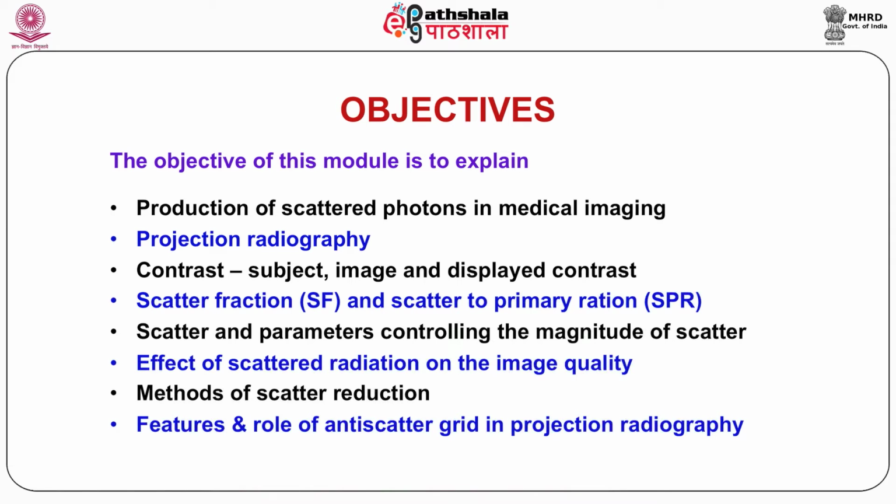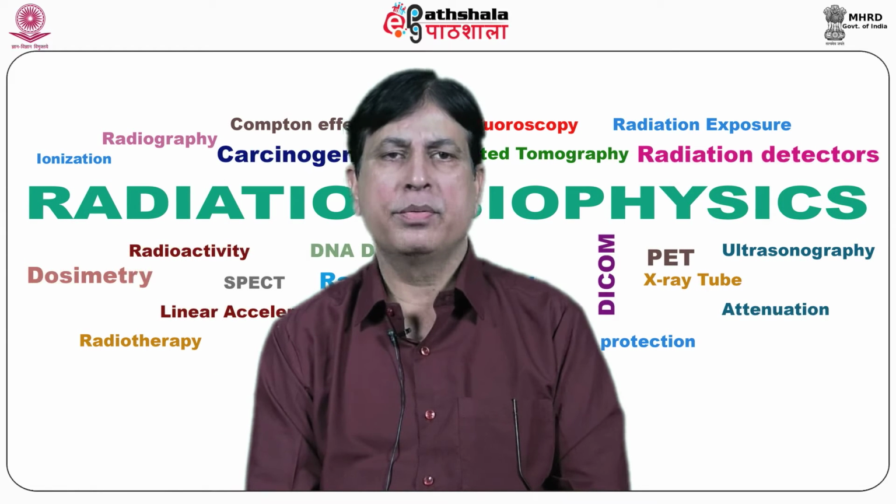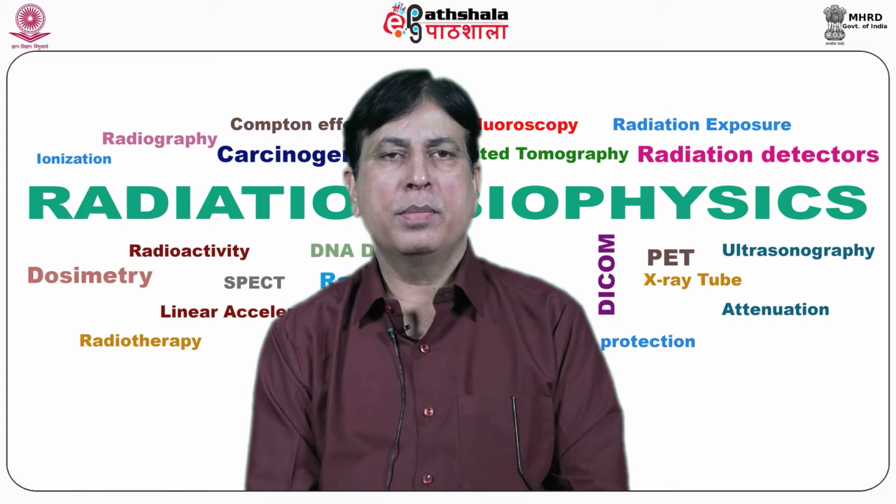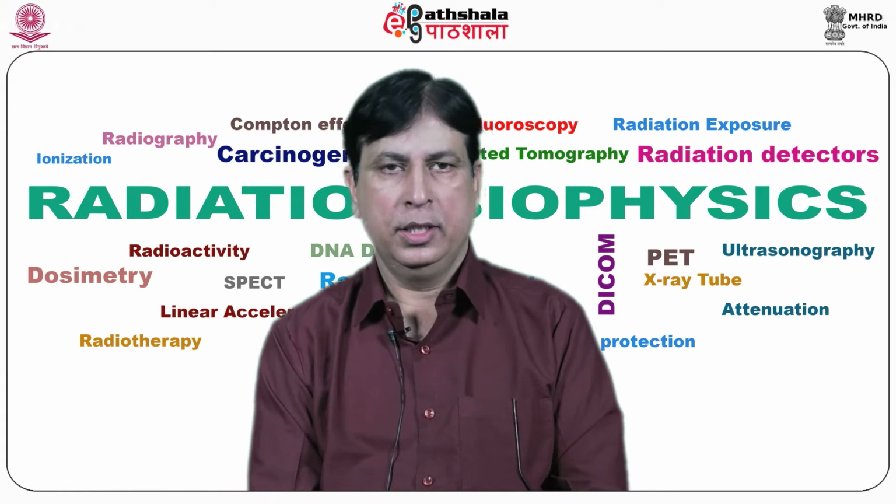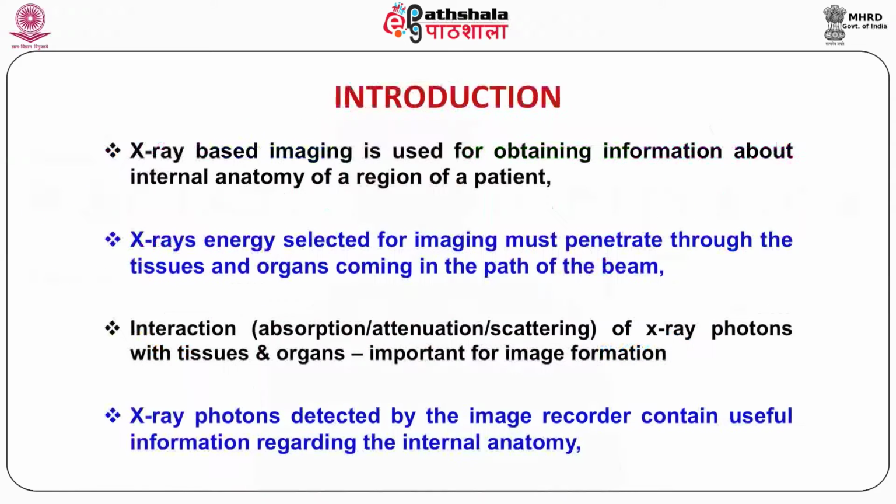thickness and angle of incidence, effect of scattered radiation on the quality of image or radiograph, methods of minimizing the amount of scattered radiation, and features and roles of anti-scatter grids in projection radiography. We will also see in brief a few other methods of minimizing the scatter, because scatter is unwanted radiation in medical imaging.